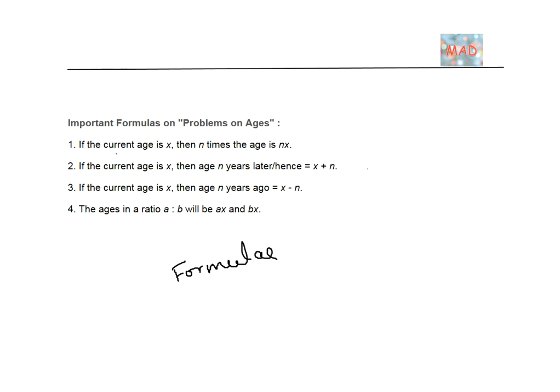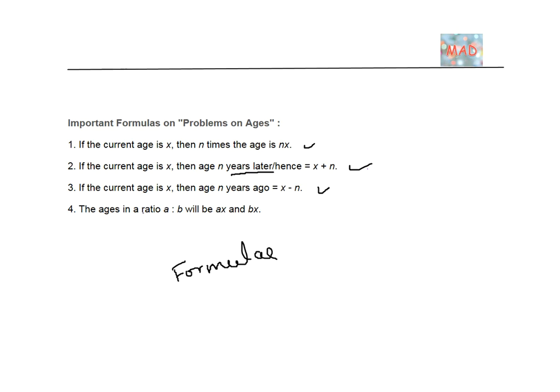There are a few things that we have to keep in mind while solving these problems. Number one, if the current age is x, then n times the age means we have to consider it as nx. If the current age is x, then age n years later, when this term comes in the question, later, it means we have to add it. And third, if the current age is x, then age n years ago will be x minus n.